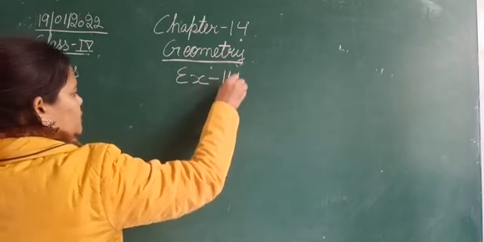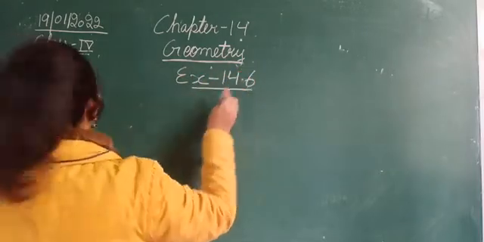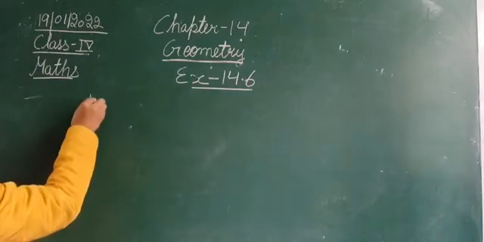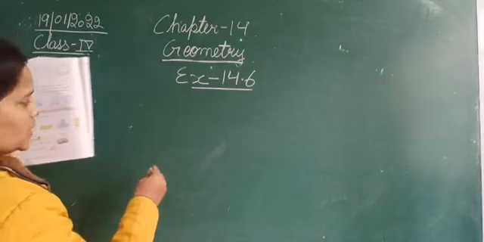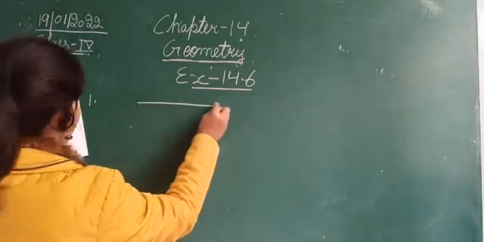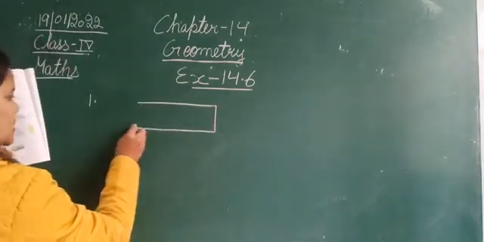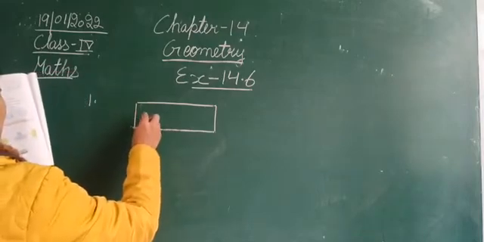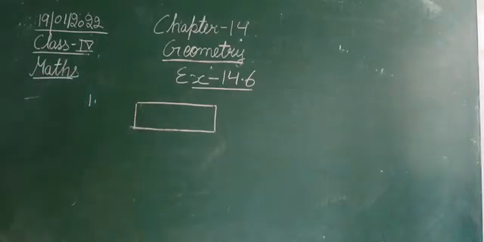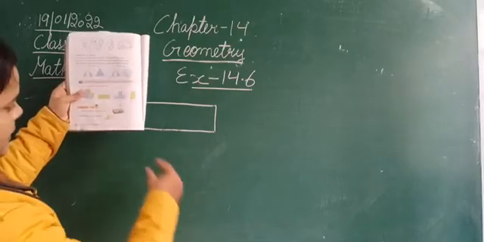Exercise 14.6. So first is draw the elevation of an object. Okay, so if I tell you that अगर इसको सामने से देखेंगे, the elevation of the object will be like this. इसको अगर हम सामने से देख रहे हैं, so front view that is like this. So this is the elevation of this box.